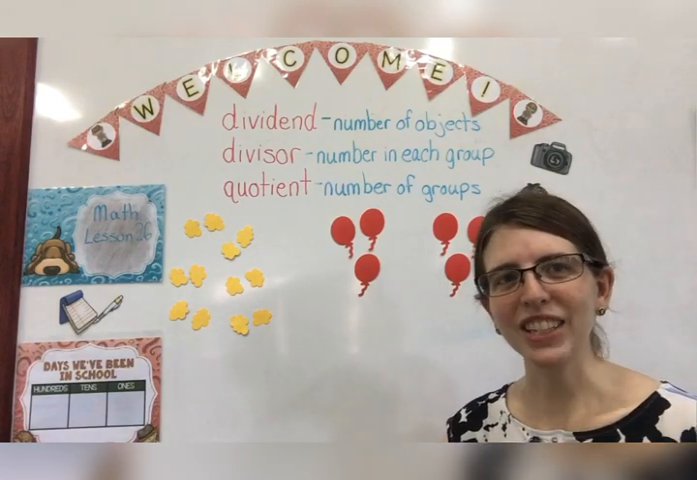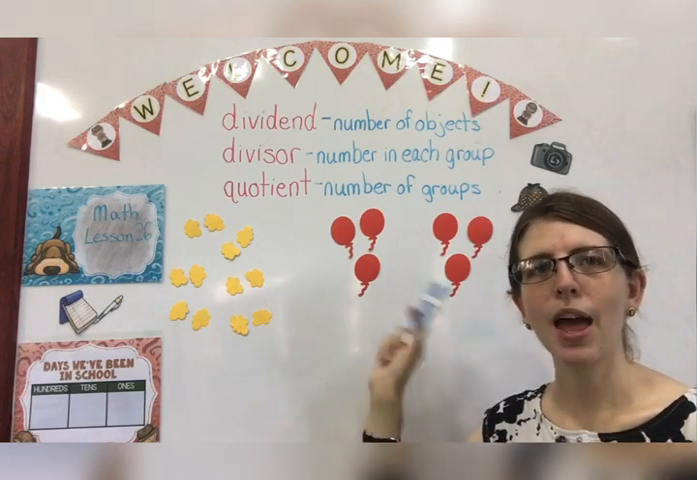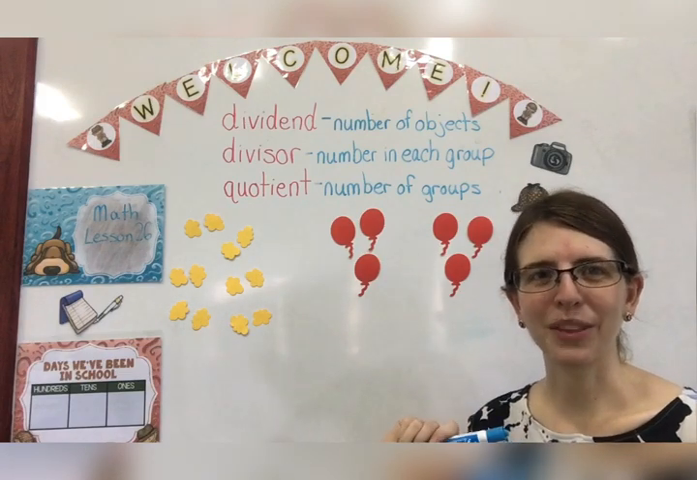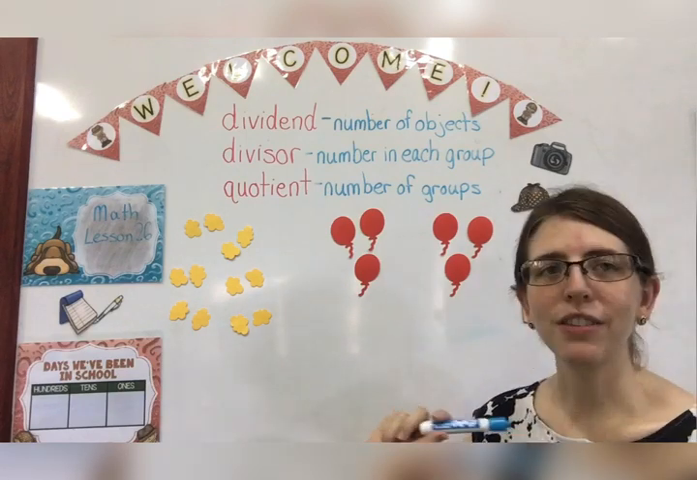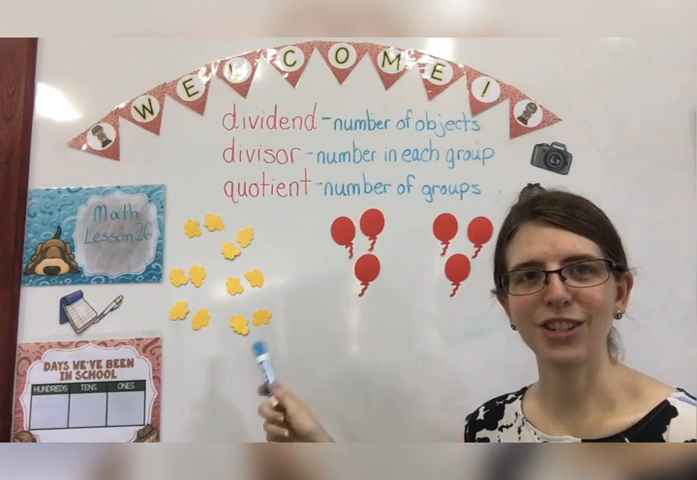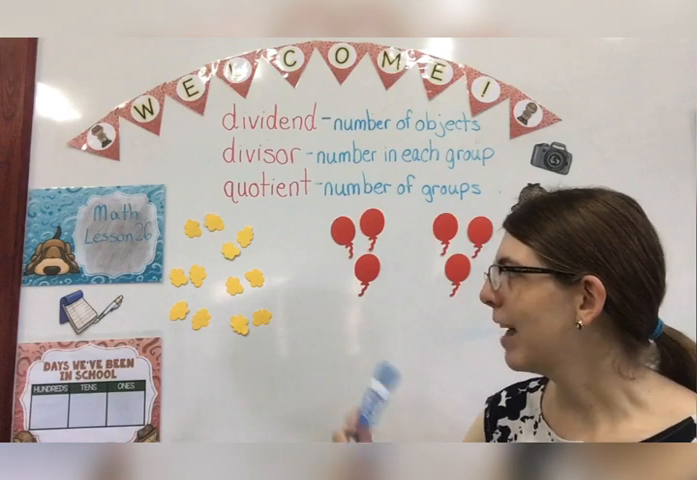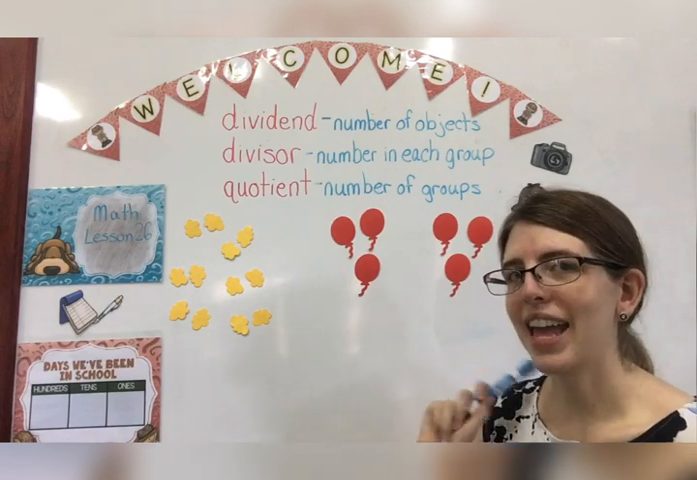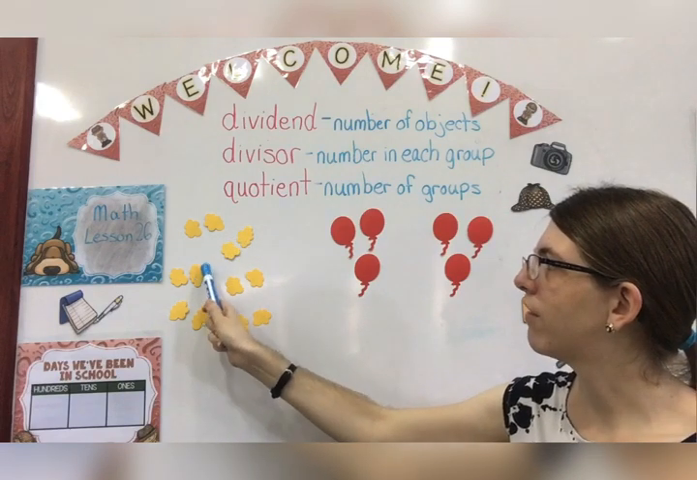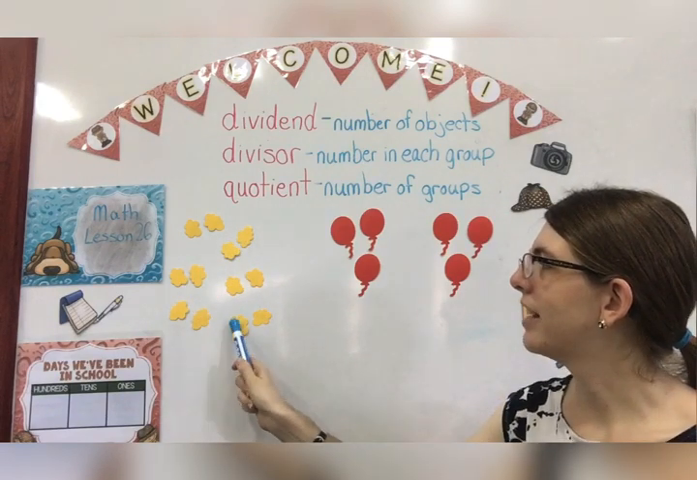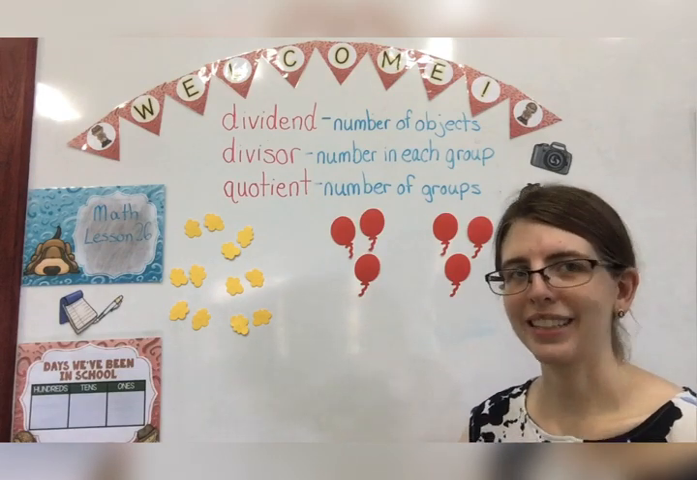Okay, so let's look at how we do it. We have some palomitas and some globos that are going to help us with our division today. So first, let's look at the palomitas. I want to divide my palomitas into groups. So I'm going to separarlos entre grupos. Let me see how many palomitas I have en total. 1, 2, 3, 4, 5, 6, 7, 8, 9, 10, 11, 12. I have 12 palomitas en total.